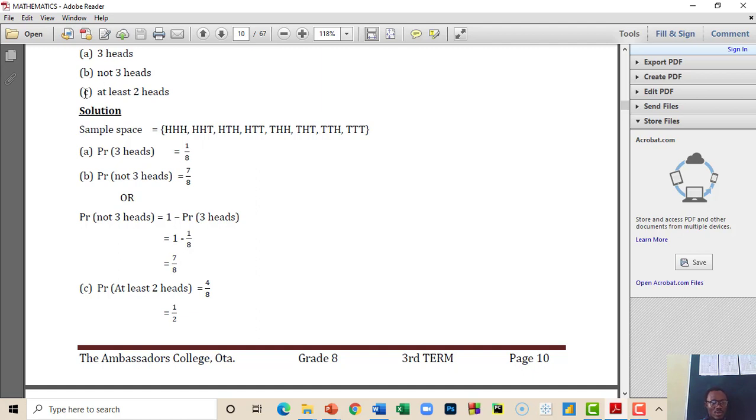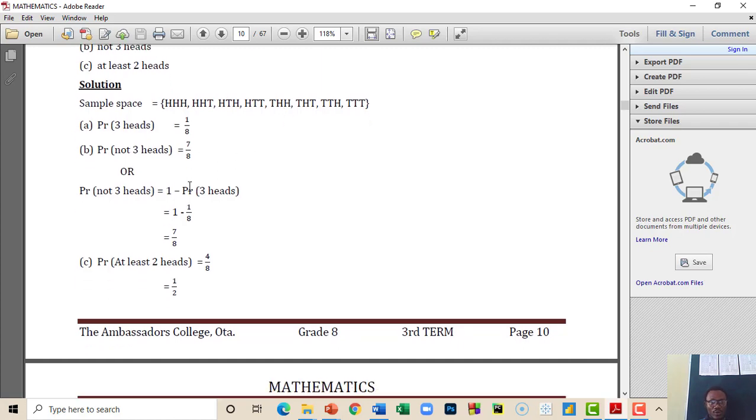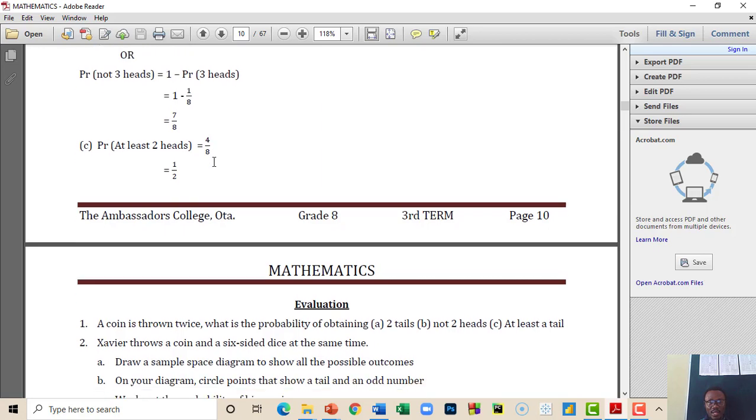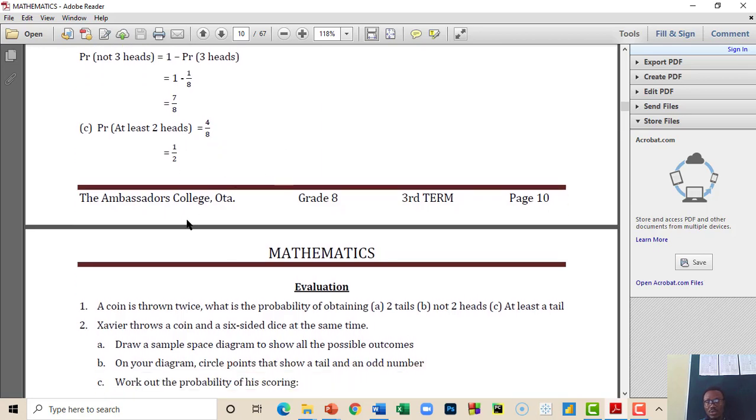Now, look at this question C. At least 2 heads. Probability of getting at least 2 heads means we can get 2 heads and above. So let's come to the sample space. Where can we see 2 or more heads? We have it here, this is 1. We have it here, 2. We have it here, 3. We have it here, 4. So that should be 4, 4 over 8. I trust you get how we get that 4 over 8. I'm just using a grade 8 material from my school to teach this particular topic.